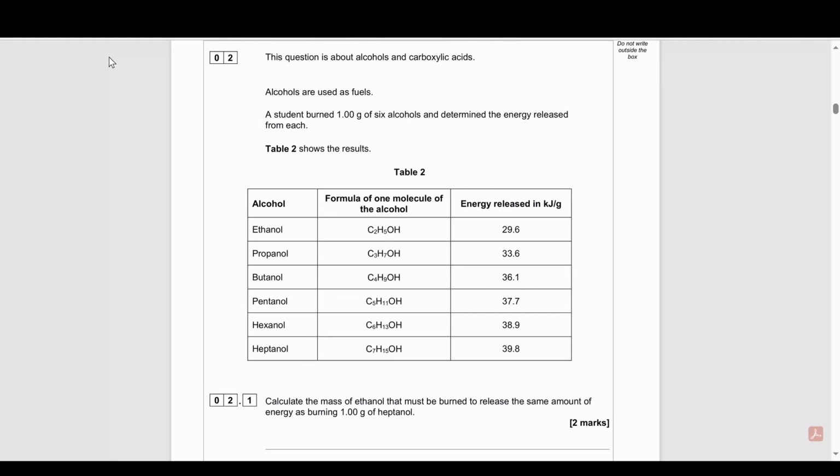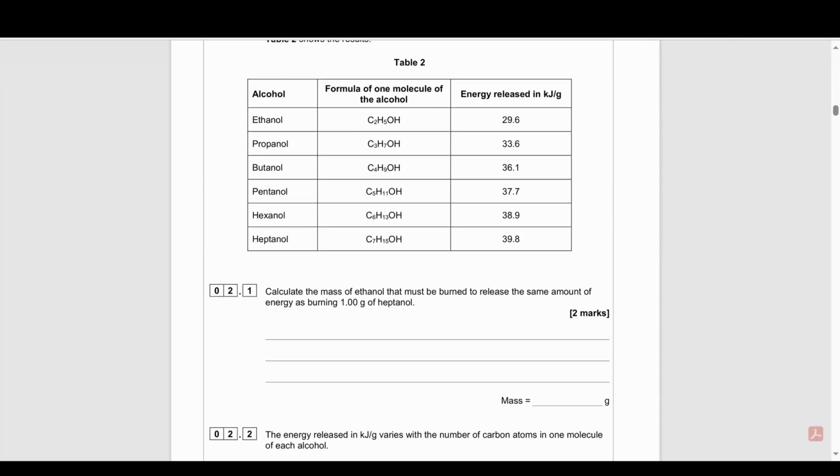Question 2. This question is about alcohols and carboxylic acids. Alcohols are used as fuels. A student burned 1 gram of 6 alcohols and determined the energy released from each. Table 2 shows the results. So we've got these 6 alcohols. The formula is given, and the energy released for each one is also given.